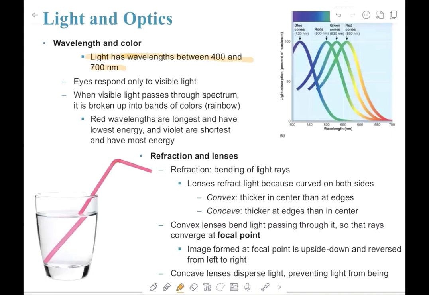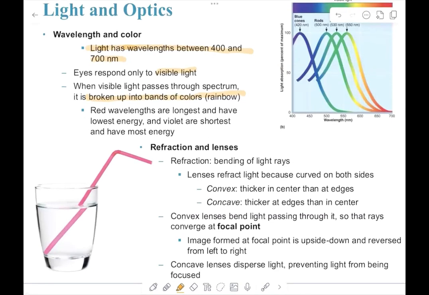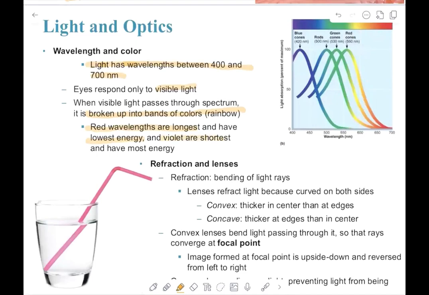There's an electromagnetic spectrum, which is much larger, with things like UV light, radiation, and microwaves, but it's only between 400 and 700 nanometers which is visible light. So when visible light passes through a prism, it's broken up into those bands of colors, the rainbow. You've probably seen that experiment when you were younger, maybe in a middle school class. Red wavelengths are the longest and have the lowest energy, whereas violet is the shortest and has the most energy.